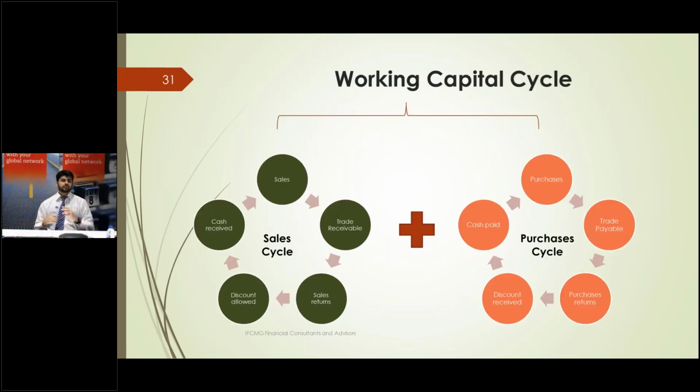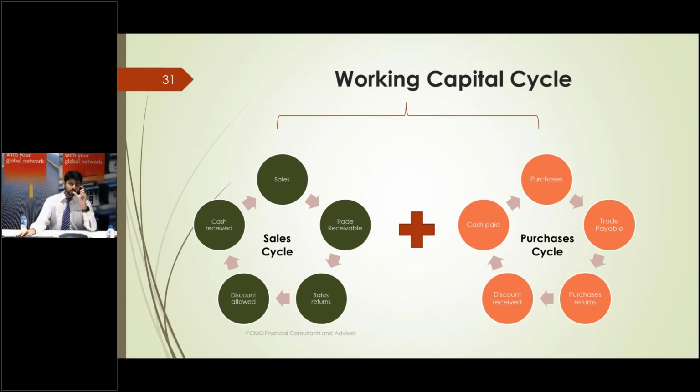So, we're going to recap a very primary concept. We have sales, we have the sales cycle, and we have the purchases cycle. Sales translates into trade receivable that may include sales returns, discount allowed, and then cash received, which concludes the sales cycle. The next part of this working capital cycle is the purchases cycle, where we buy inventory that results in trade payables and then results in cash paid, ultimately concluding the purchases cycle.